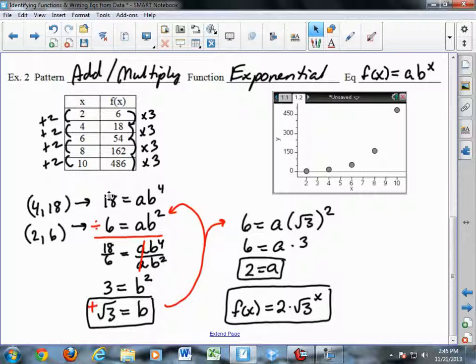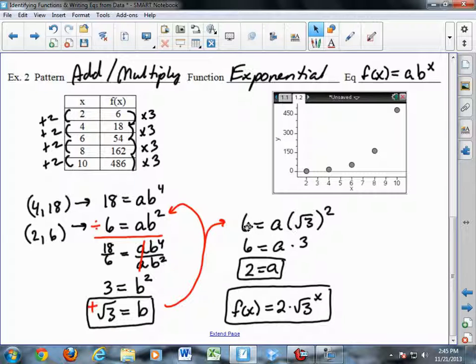So when I divide, 18 divided by 6 gives me 3. ab to the 4th divided by ab squared. The a's cancel out. I subtract the exponents, and I get 3 equals b squared, or the square root of 3 equals b. Notice I only use the positive square root because you never have a negative base in an exponential function.